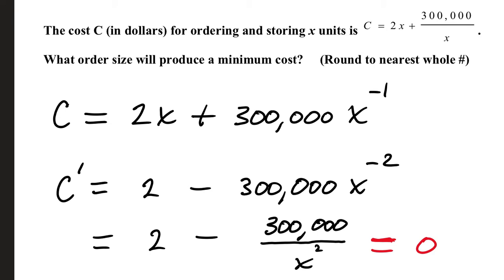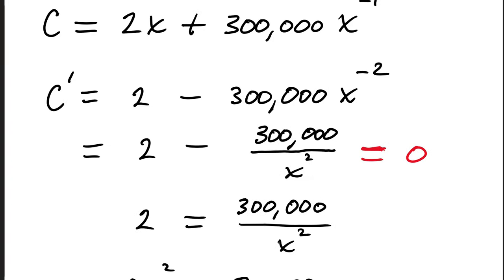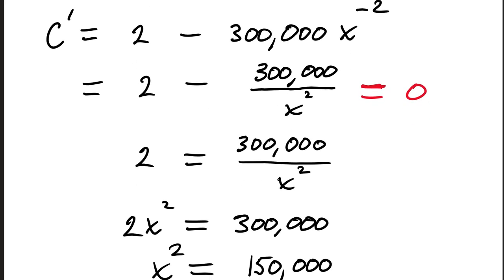Setting this equal to 0 and returning X to the negative 2 back to the denominator, we're going to get 2 minus 300,000 over X squared. Setting that equal to 0, I'm going to add this fraction to both sides. When I do that, I get 2 equals 300,000 over X squared.